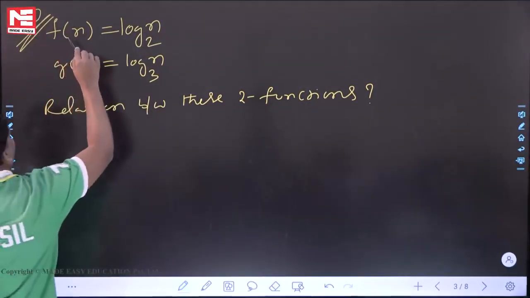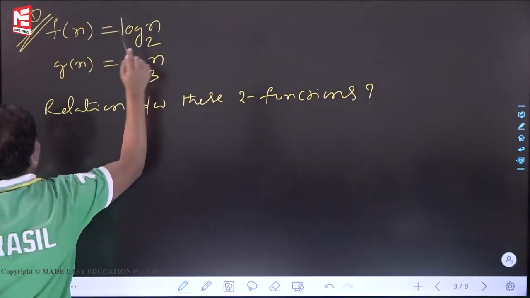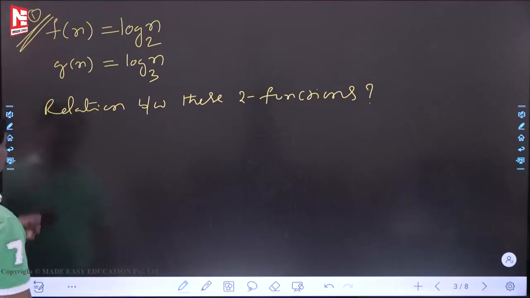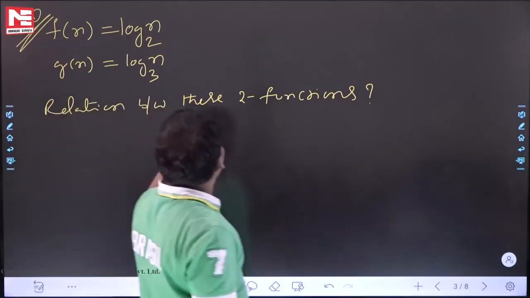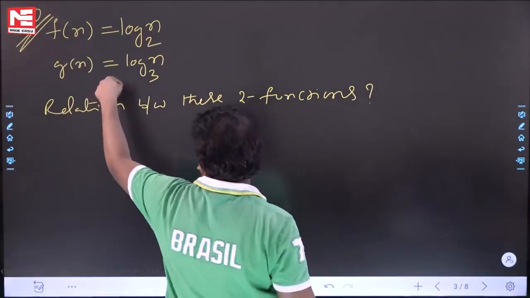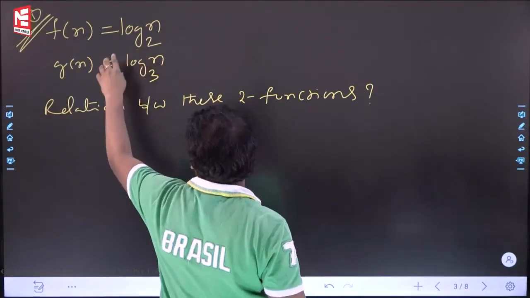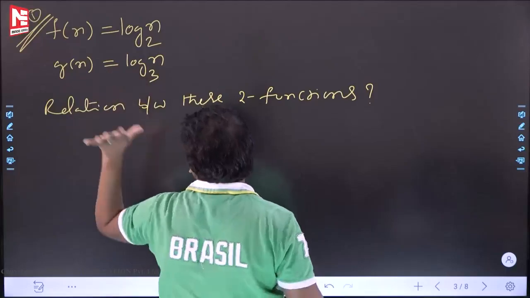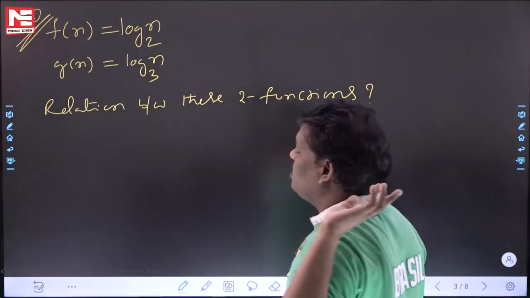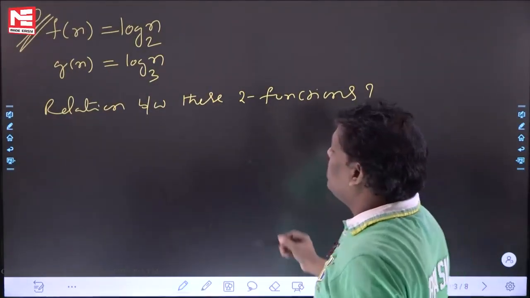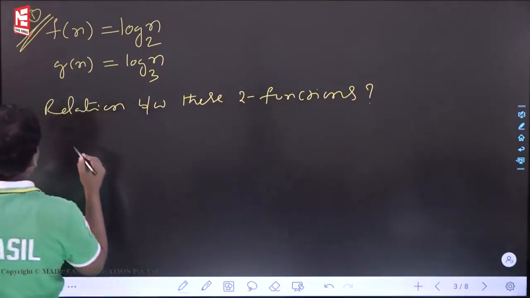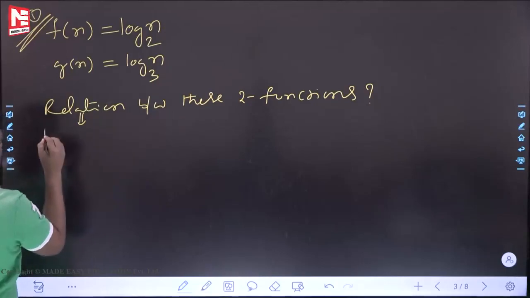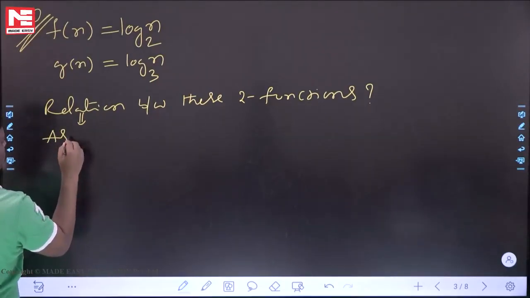Example 1: f(n) = log n base 2, g(n) = log n base 3. He is asking what is the relation between these two functions. Is it big O or omega or theta or small o or small omega? We have to explain what the relation is between these two asymptotically. Relation means asymptotic relation only.